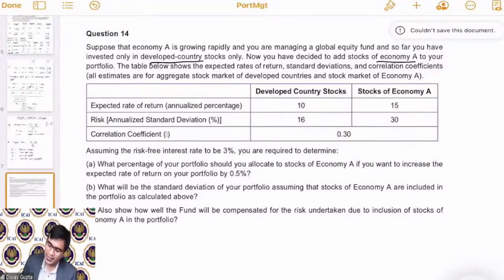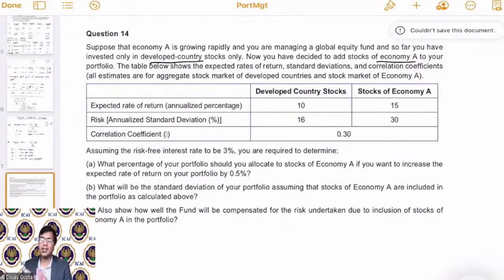All three statistics are given. All estimates are for the aggregate stock market of developed countries and the stock market of economy A. Now, what the question is trying to say is that, because we might think we can only invest in one security, correct?